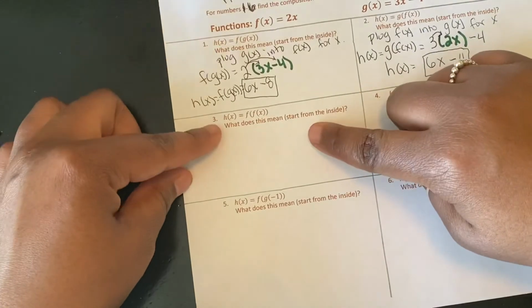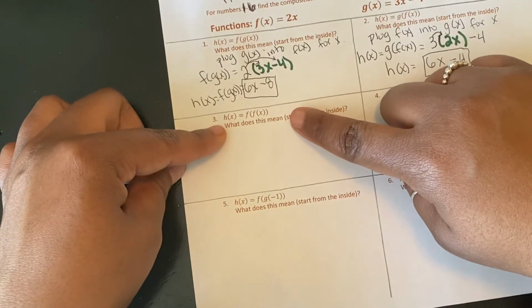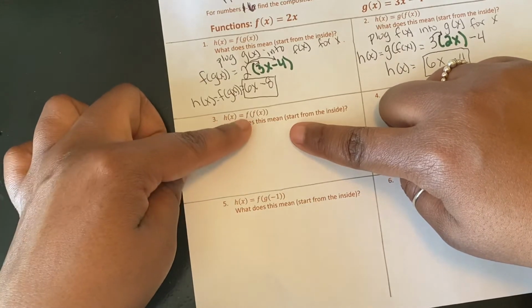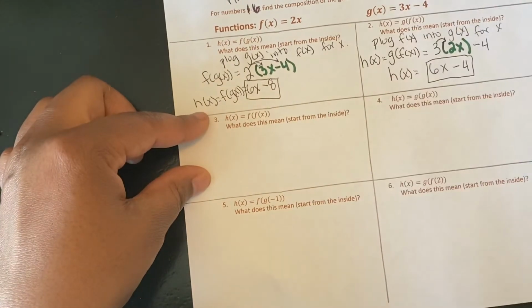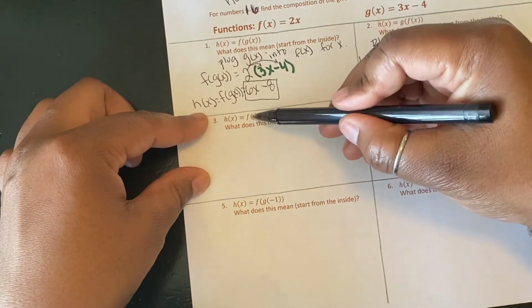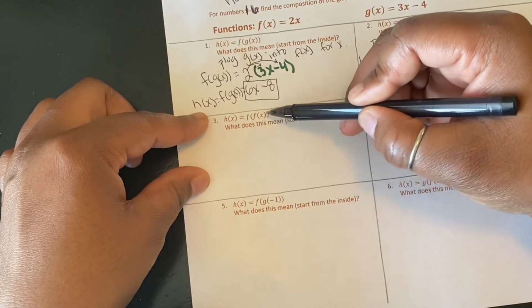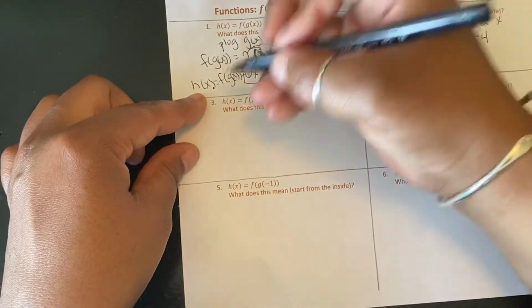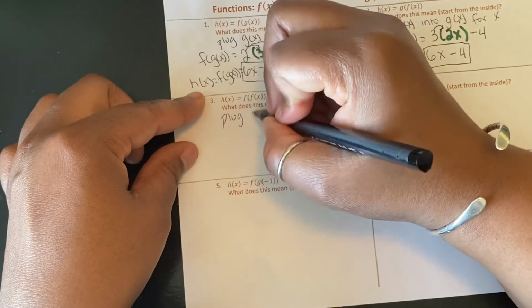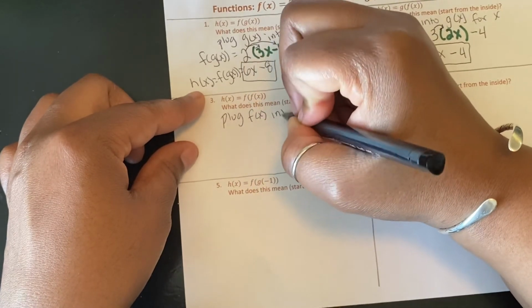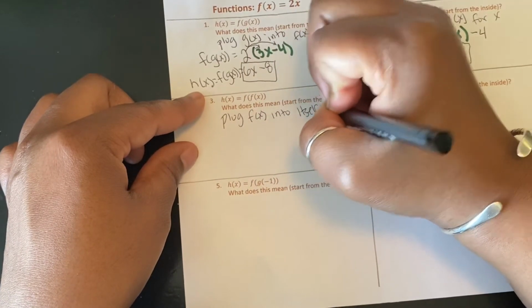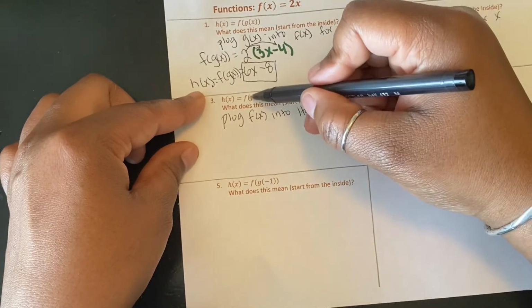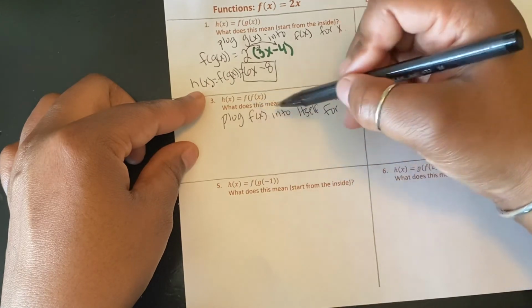Now, there are situations where you can plug a function into itself. For example, find the composition of h of x equals f of f of x. So what this is saying, what does that mean? Again, start from the inside. So I'm starting from the inside of these parentheses. What does that mean? That means take f of x and plug it into f of x for x. Plug f of x into itself for x. Okay. Take f of x, plug it into f of x for x.